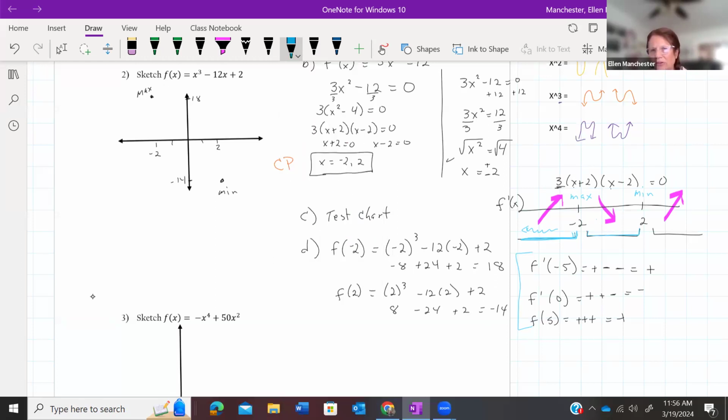Now, your test chart gives you the shape. You know it's x cubed, so you know it's going to be a serpentine, if you will, like a sideways S. So it goes up, hits that max, comes down, hits the minimum, and goes back up again. So I go up, hit my max, come down, hit my minimum, and then go up again. It's odd. I know it's got that S shape to it.